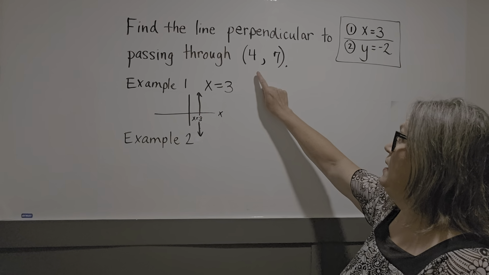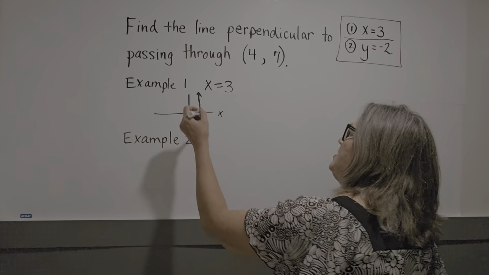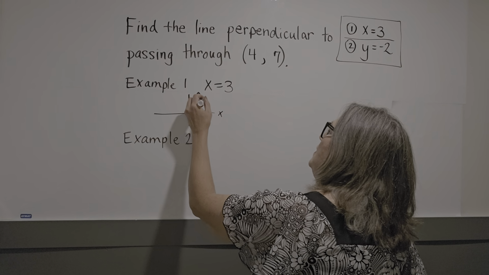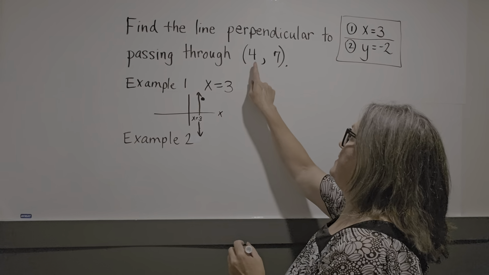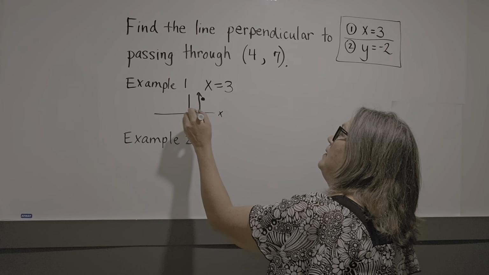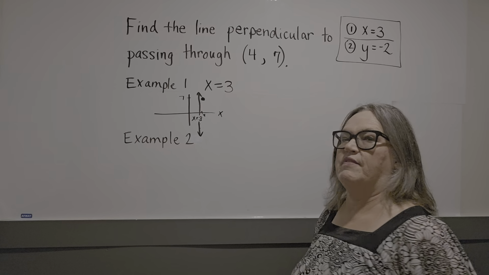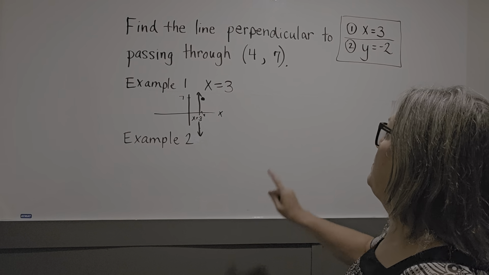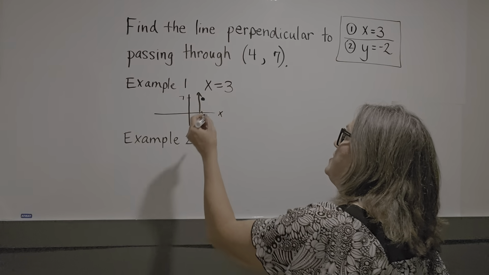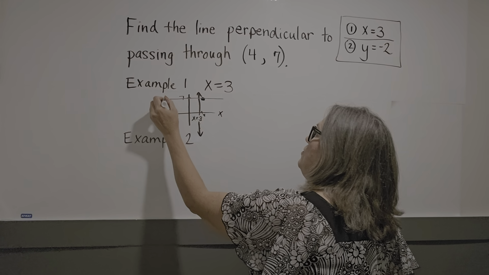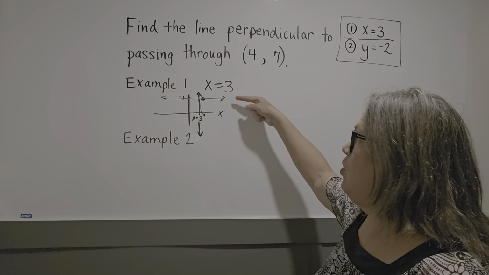And the point that we're looking at is (4, 7), which let's just say is right here. The dimensions are off, but let's say that point is at x equals 4, and 7 is, let's say, right here. So that's (4, 7). We want to find the perpendicular to this line, and so it's the horizontal, right? A perpendicular to a vertical line is a horizontal line. Well, what is that horizontal line?